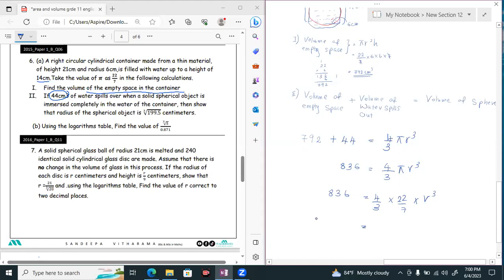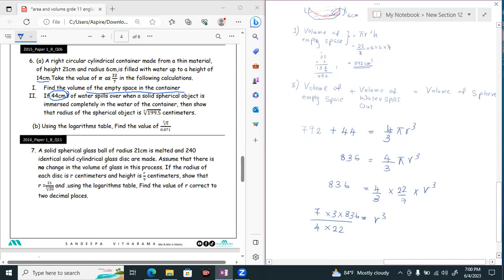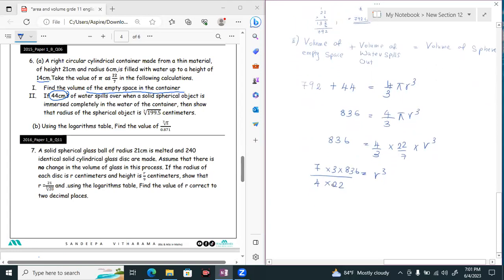then let's take this to the other side. It is 7 times 3 times 6,836 over 4 into 22 r cube. If you divide this by 2, it is 418. Again divide by 2, it is 209. This is not divisible, no? Divisible by 19. So 19 to 11.